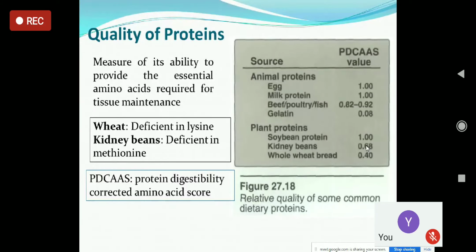But if you have knowledge of this PDCAAS score, then you can combine proteins from different plant sources and have a healthy diet. Make sure that you're getting all the essential amino acids. For example, wheat is deficient in lysine but rich in methionine. This wheat may be combined with kidney beans that are deficient in methionine but rich in lysine to produce an improved quality of protein for consumption. So this is important.